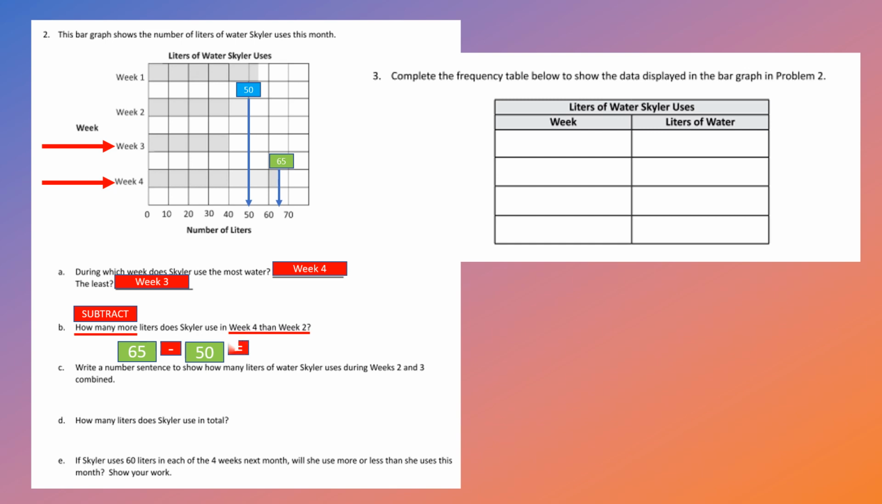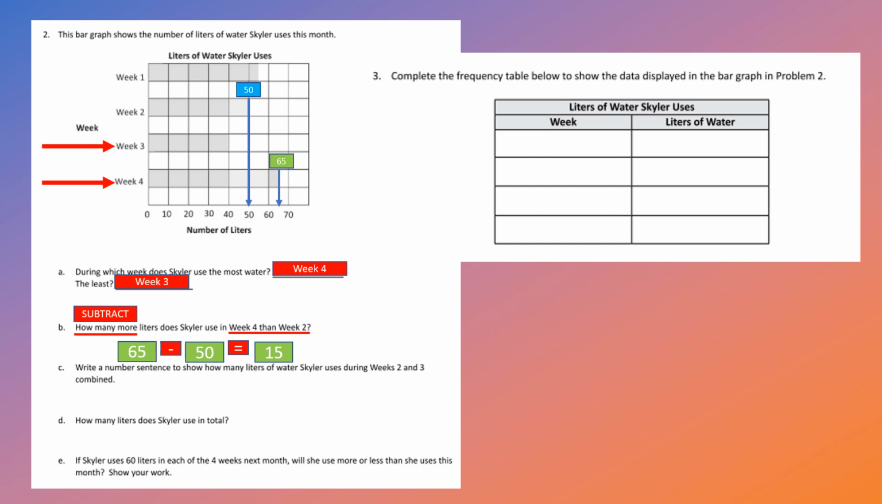So what's 65 minus 50? If you said 15, you are absolutely correct. Now, if you need to pause your video to check your work against mine real quick, go ahead and do so now.